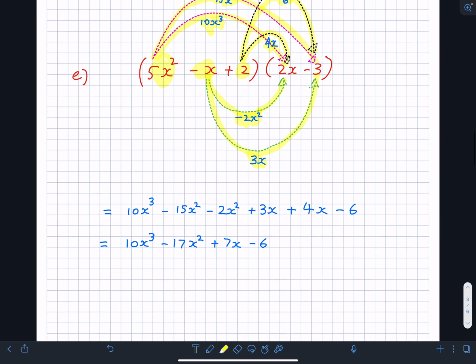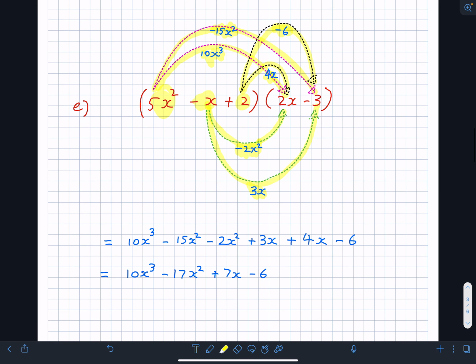So writing all of those out, we have 10x cubed minus 15x squared minus 2x squared plus 3x plus 4x minus 6. So we've expanded. Now we want to simplify, and we simplify by collecting like terms.